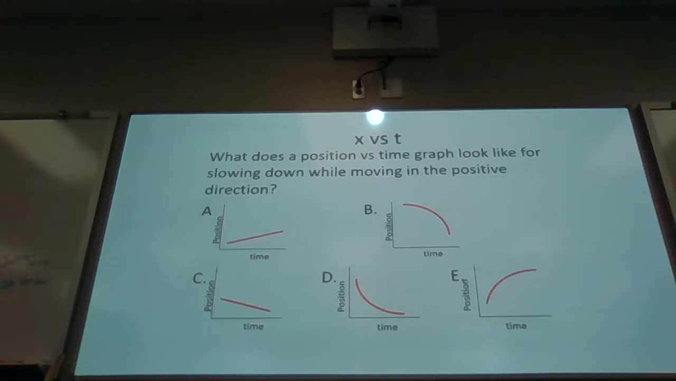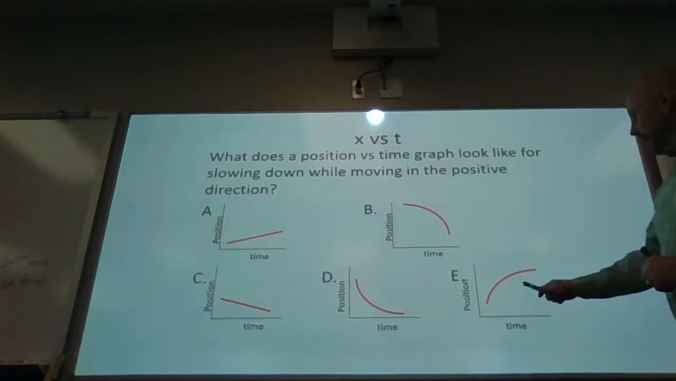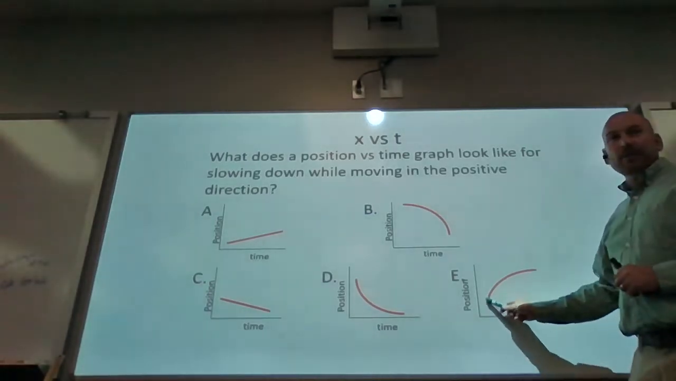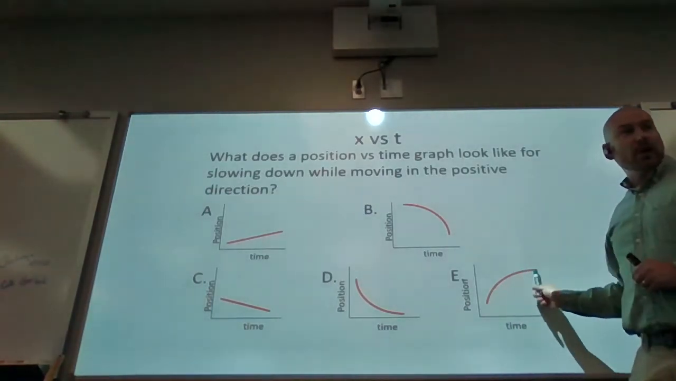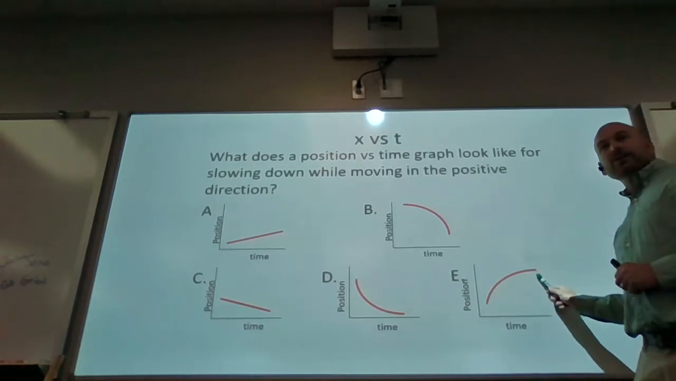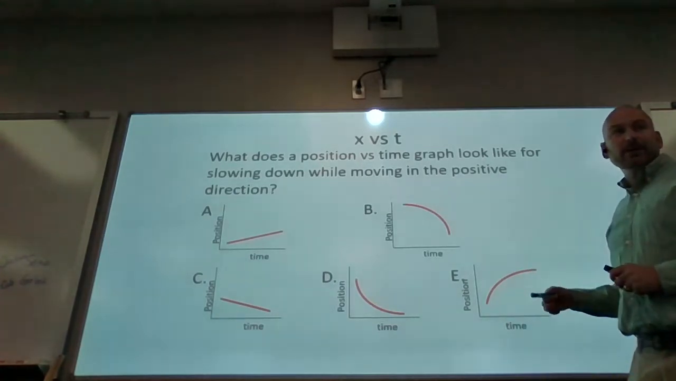It's really steep at first. Correct answer is E. Everybody good with that? You want a positive slope, so it needs to be tending this way. This starts steep, so fast, and this ends up shallow, so slow. Starts fast and slows down in the positive direction.